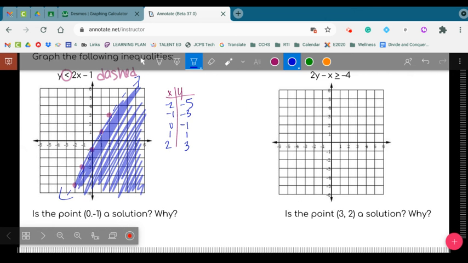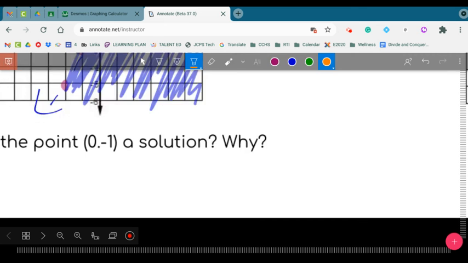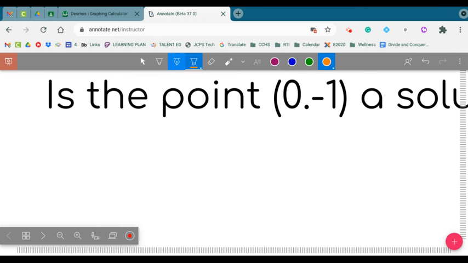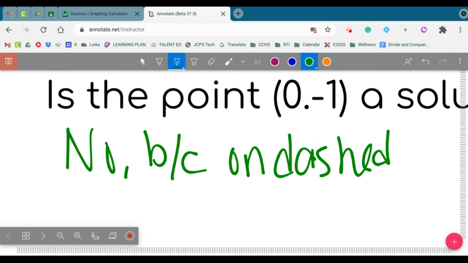So is (0, -1) a solution? So (0, -1) is right here. If you guys remember, if it's on a dashed line, it is not a solution. So is this a solution? No, because it's on a dashed line.